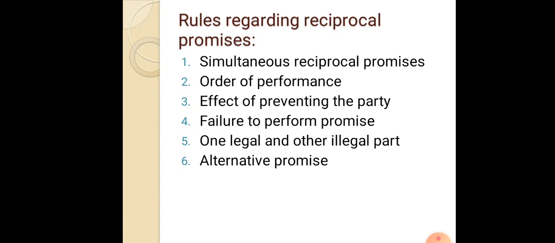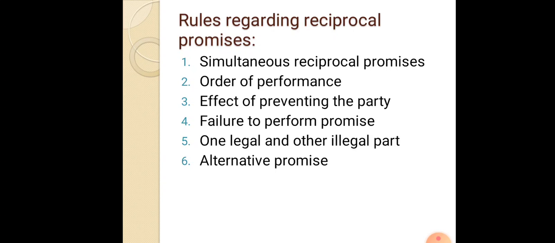Then third, effect of preventing the party. Where one party prevents the other from performing its promise, the contract becomes voidable at the option of the party so prevented. Such party is entitled to get compensation from the other party for any loss suffered due to non-performance of the contract. So here that can be rectified. The compensation should be given to the aggrieved party.